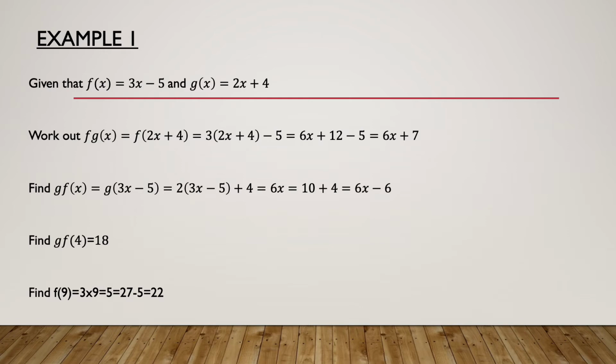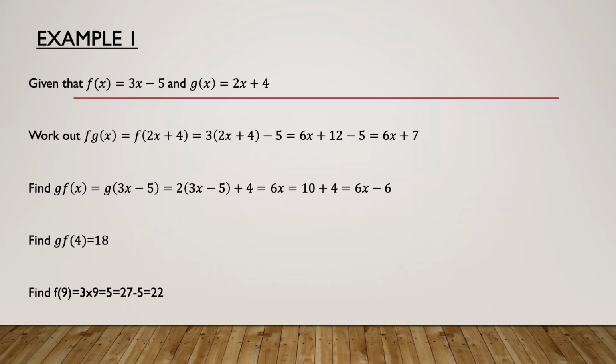Find gf of 4. What I do here is I put 4 into f first. 3 times 4 is 12, minus 5 is 7. Then I would do g of 7, because whatever my outcome is, that's the one that I put into g. g of 7 is 2 times 7, which is 14, plus 4, I get 18. So the answer to that becomes 18.